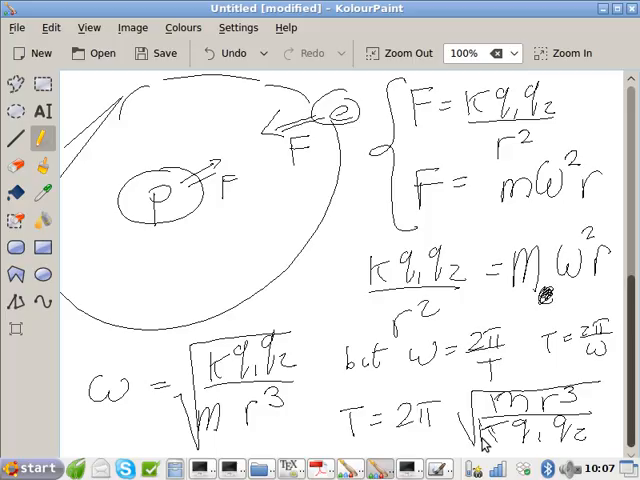What did I say the radius was? 0.2 nanometers. And then k is 8.99 times 10 to the power 9. So you get 1.12 times 10 to the minus 15 as the answer. I'll write it here.